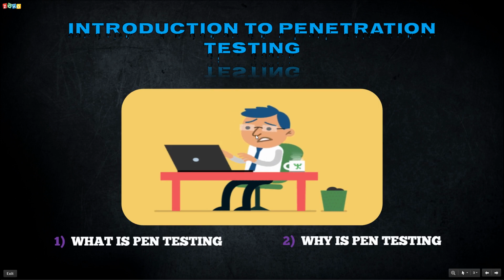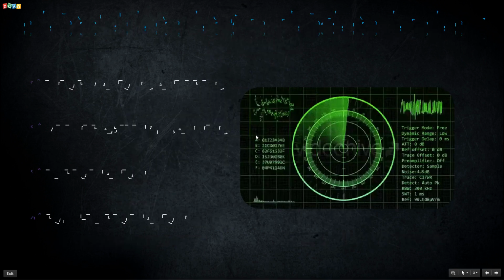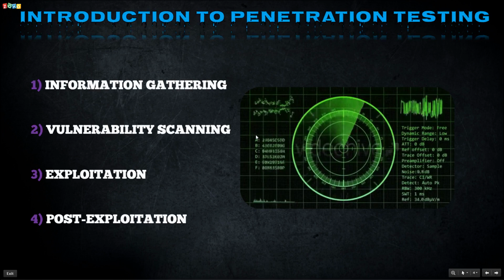In this program we are mainly concentrating on web application penetration testing. The penetration test has some methodologies or steps: information gathering, vulnerability scanning or discovery, exploitation and post-exploitation. So we start with the first one, information gathering.